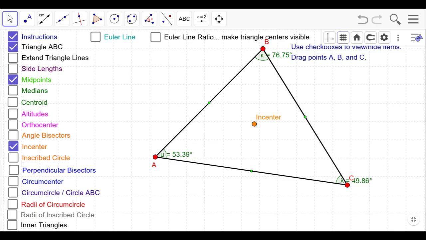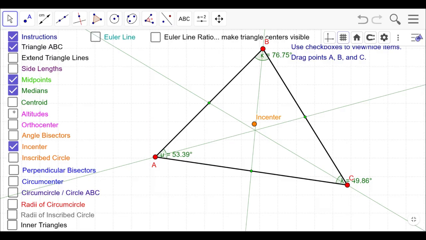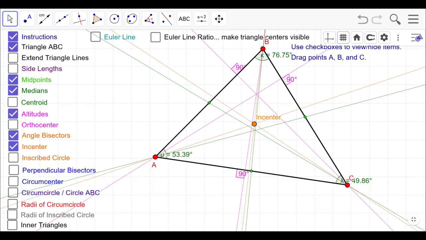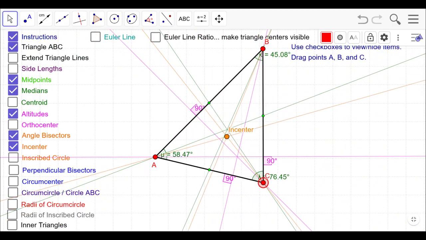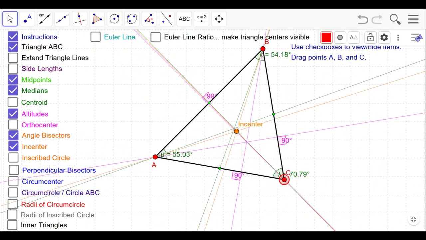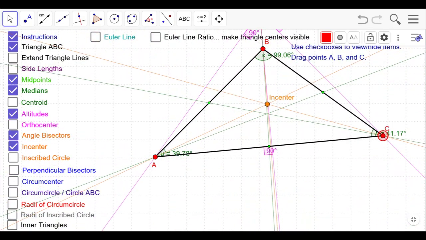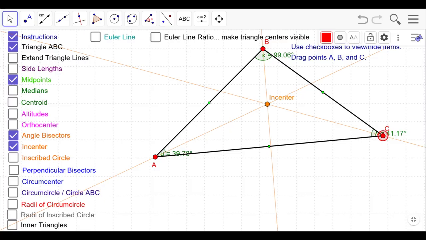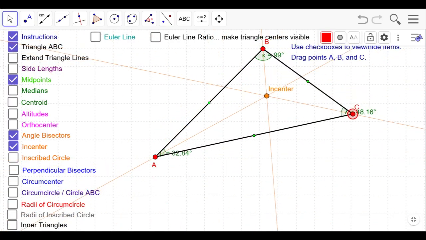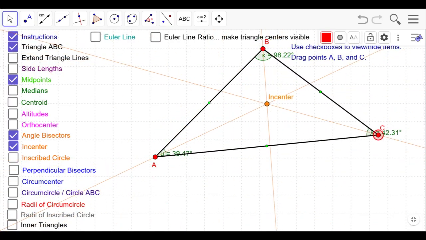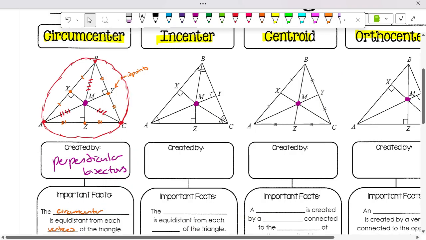So we have the medians, the altitudes, and the angle bisectors left. Which do you think the incenter is going through? The angle bisectors. So if I click these off, it does in fact always go through the angle bisectors.